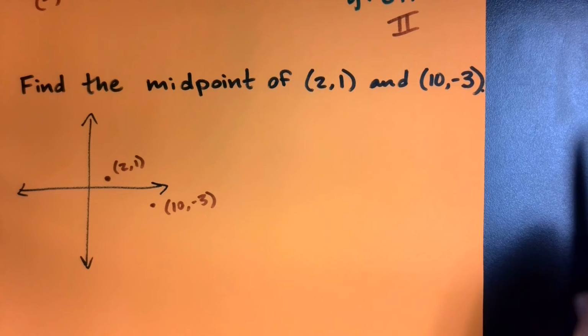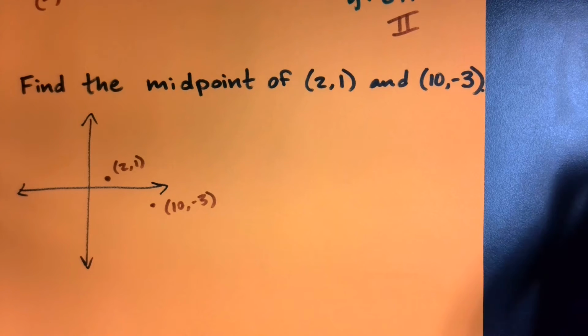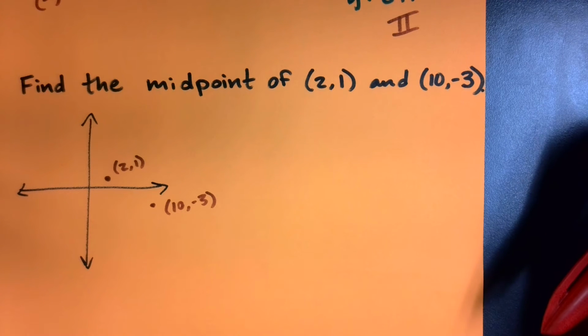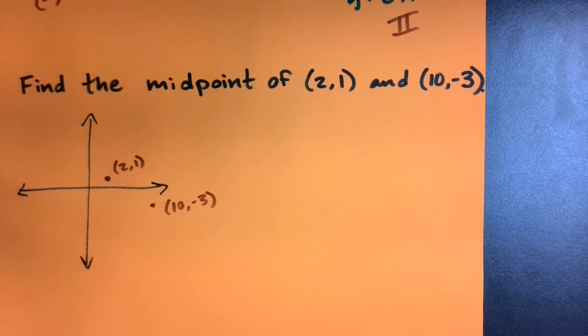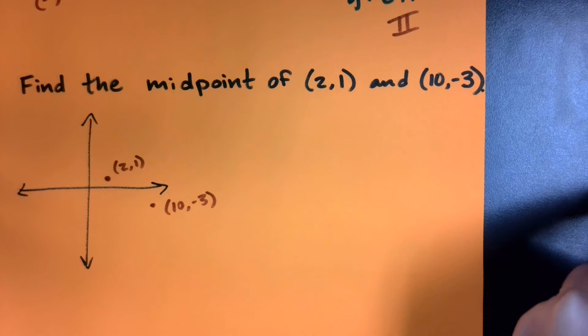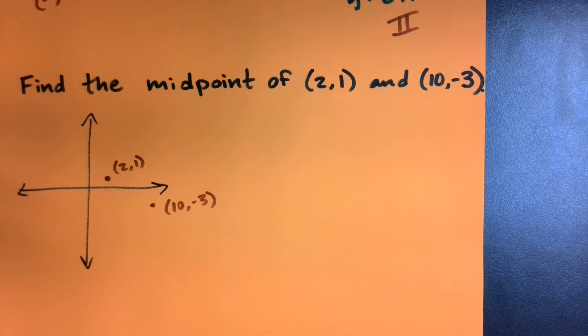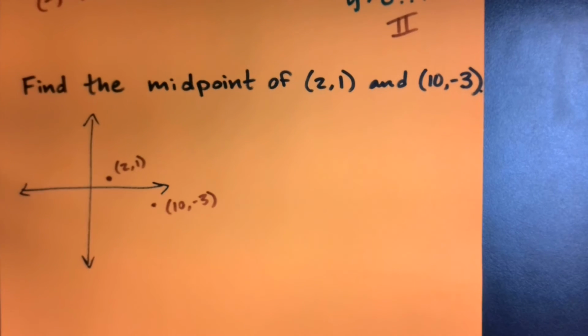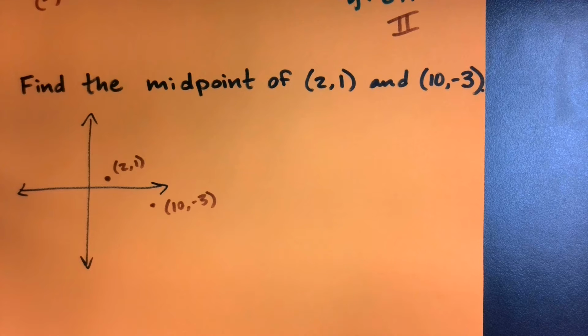For the midpoint, does anybody remember how we find midpoint? Where is a midpoint going to be at? In the middle. How do you find a number that is halfway in between two other numbers? Divide by 2. Okay. What are you dividing by 2? You're right, but what are you dividing by 2? The sum. I'm going to add them together.